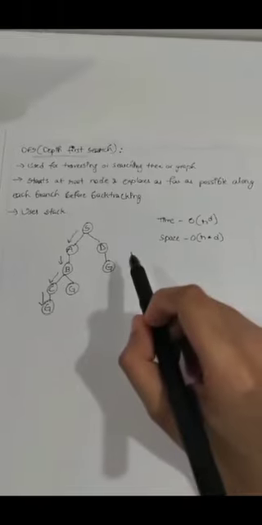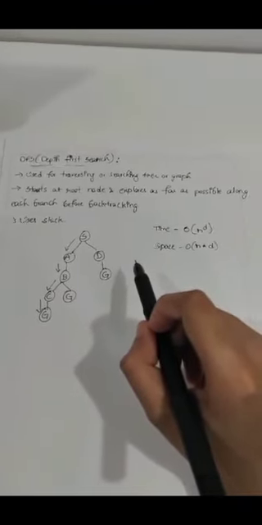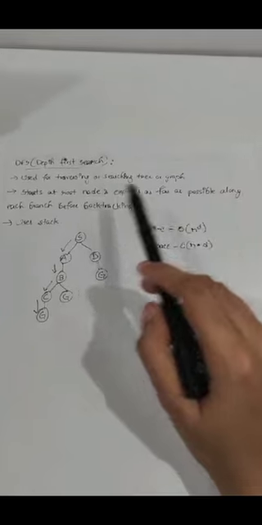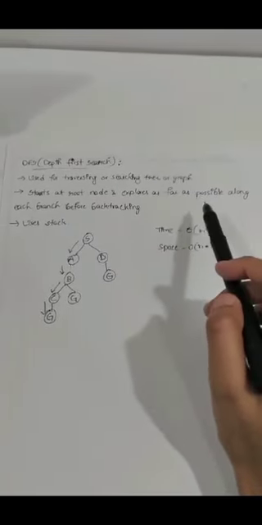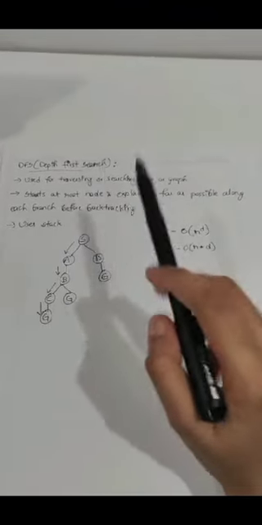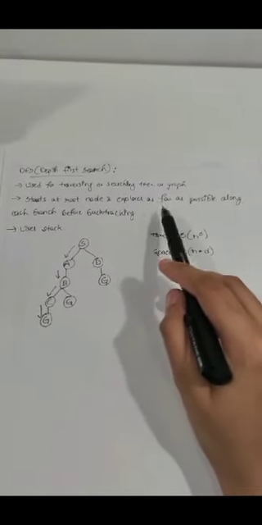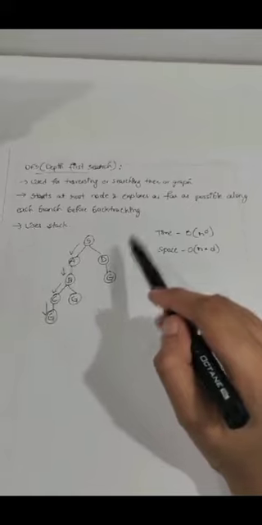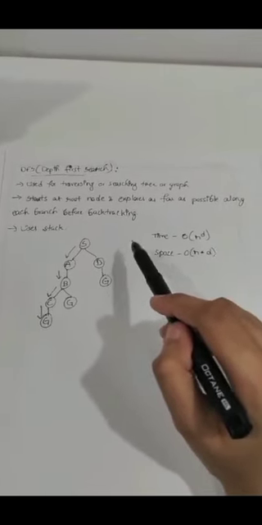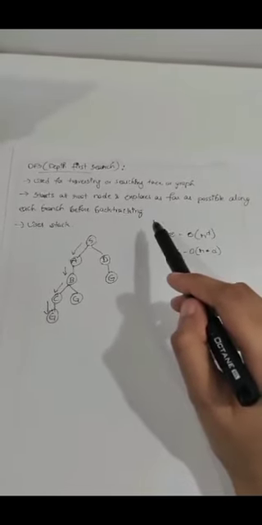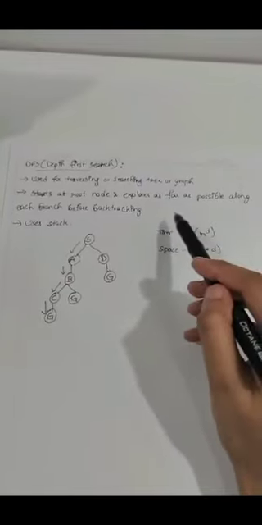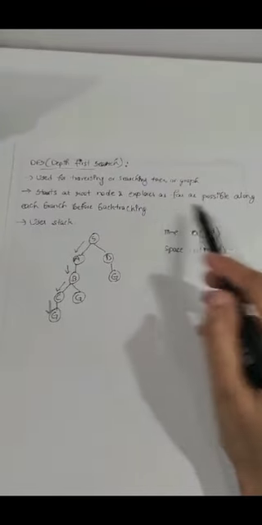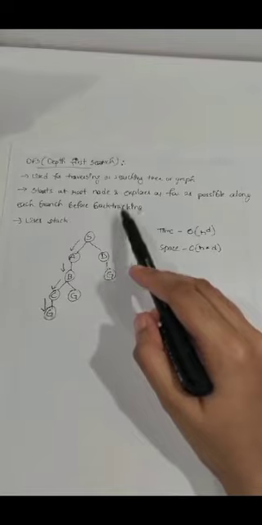Let's see about DFS. DFS is depth first search. It is also used for traversing or searching a tree or graph, similar to BFS, but the only difference is that DFS explores all the paths along a single direction, and if it doesn't find any possible solution, then it goes back to the previous step. In BFS we go level wise. In DFS we use backtracking.